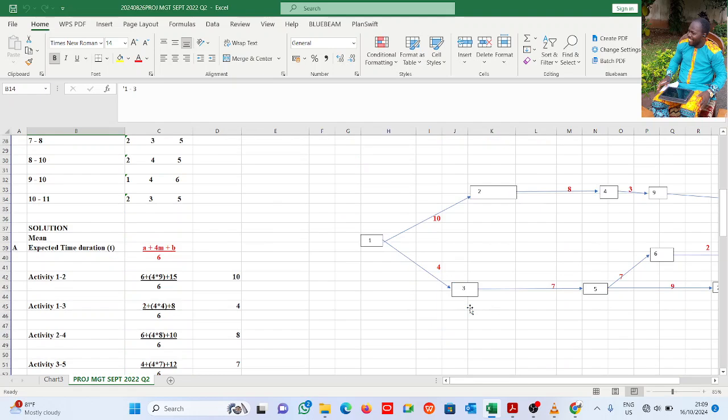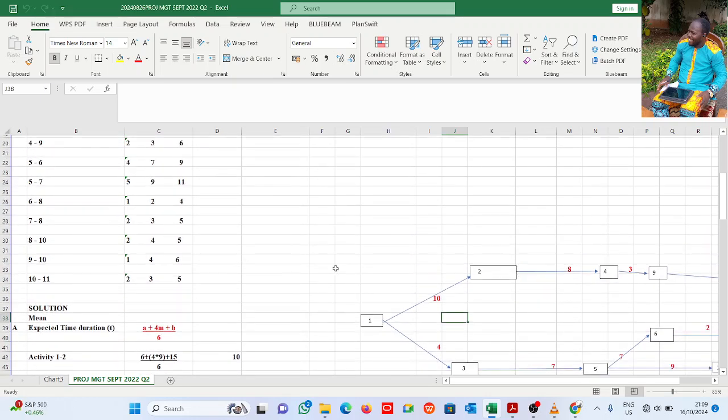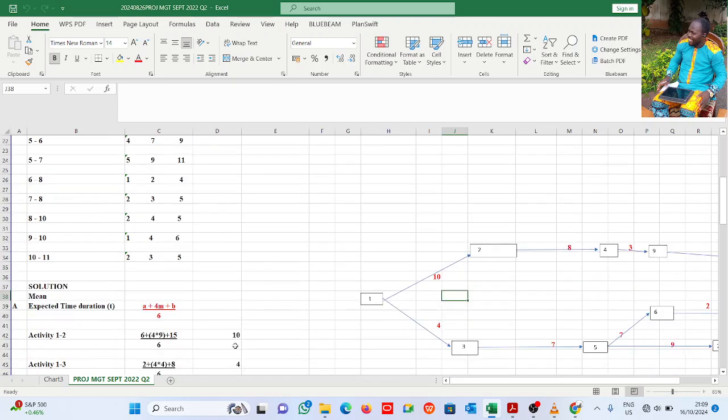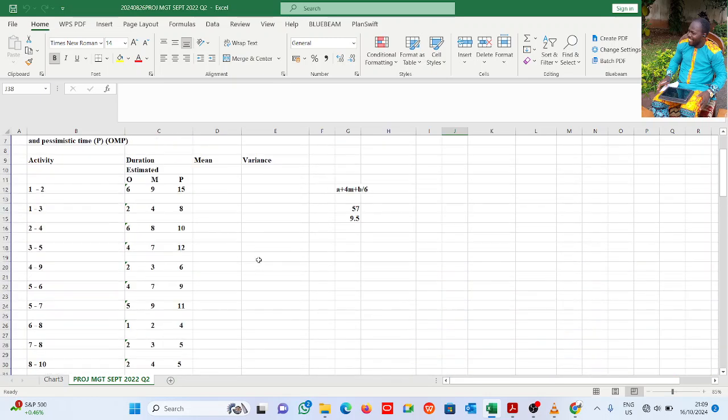Now see how it plays out here. This is activity 1. Activity 2 is dependent on 1; you see the arrow going from 1 to 2, and the arrow going from 1 to 3. 3 is dependent on 1. The same thing goes for the others. Now see the durations here, 10 and 4. The next one is activity 2 to 4, which means activity 4 is dependent on activity 2. Activity 5 here is dependent on activity 3.